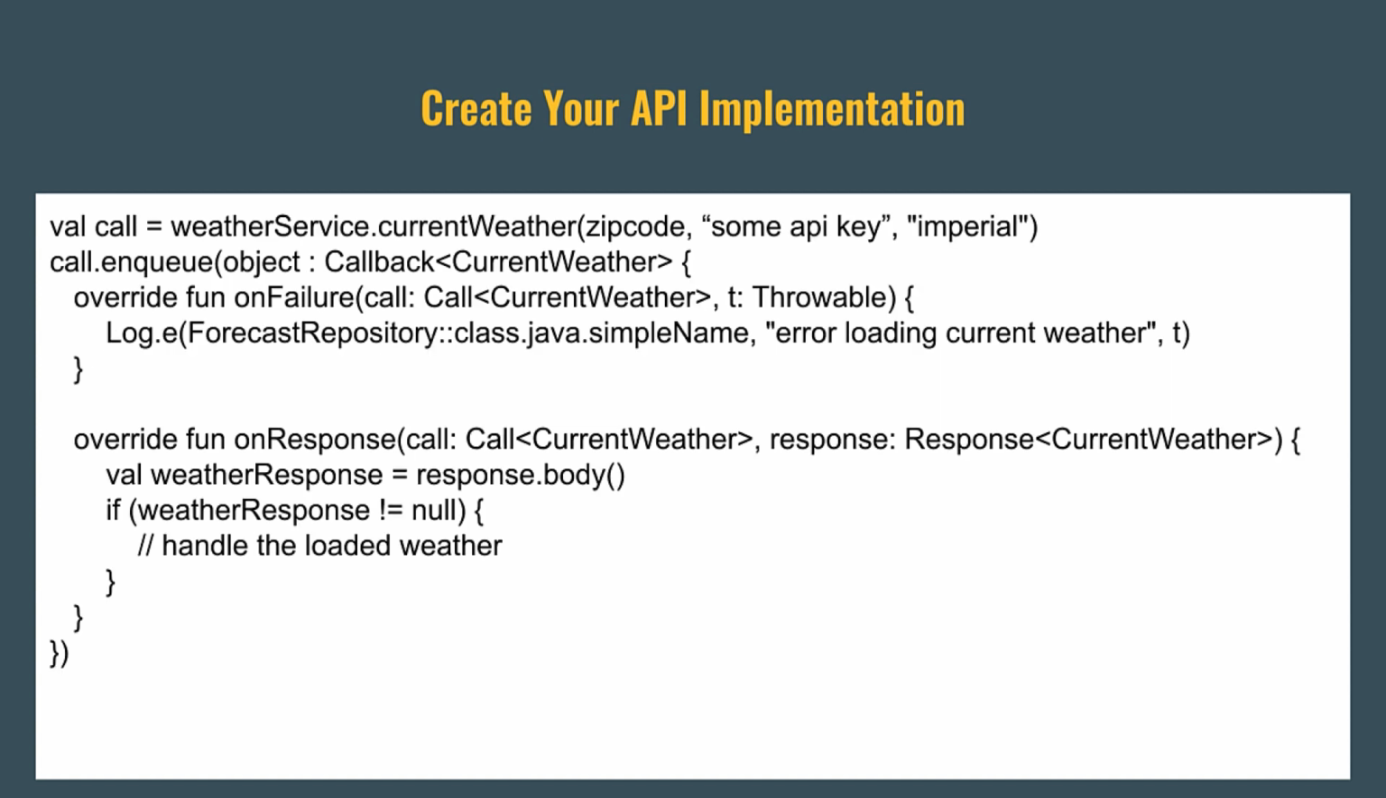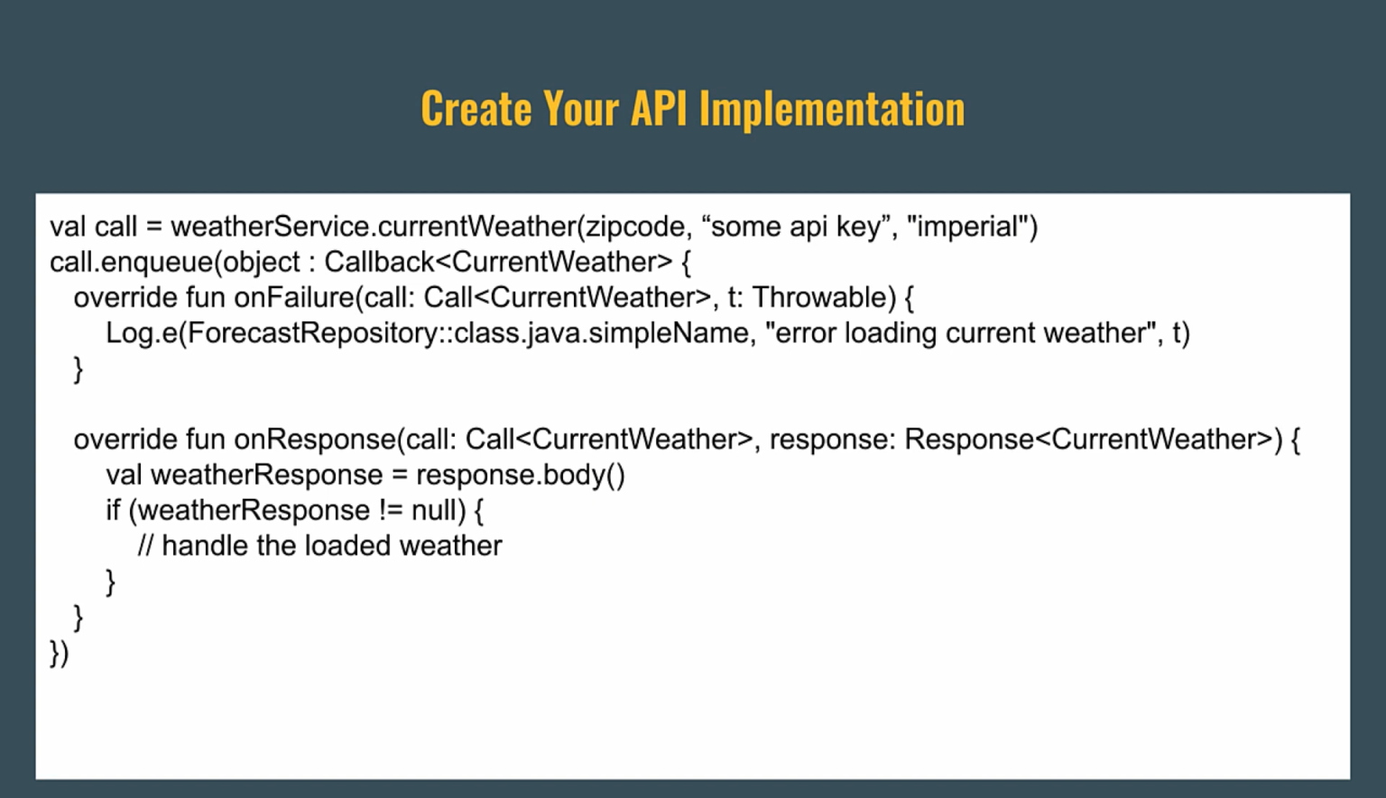Once we have that generated implementation of our API service, we can make use of it like this. In this case, I'm calling weatherservice.currentWeather. I'm passing in a zip code, an API key, and the units, and I'm getting back a call object. We can then use this call object in an asynchronous fashion by calling enqueue and passing in a callback.